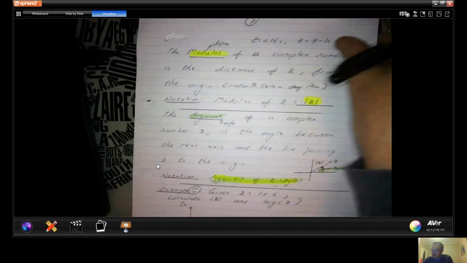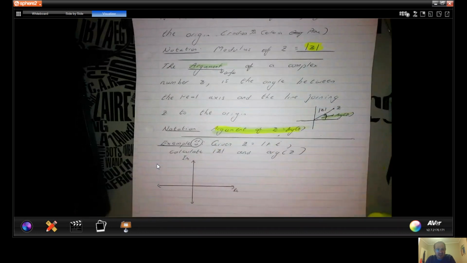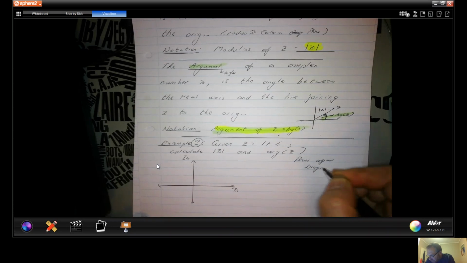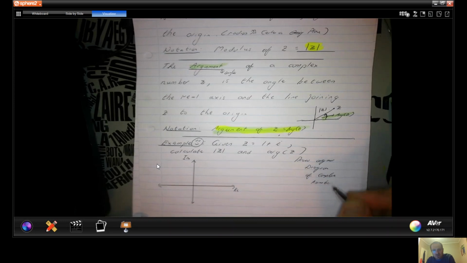So if I gave you this question: given z is equal to 1 plus i, calculate mod z and the argument of z. Any question like this, where they ask you to calculate that, always draw the Argand diagram of the complex number. So you've got z is equal to 1 plus i.